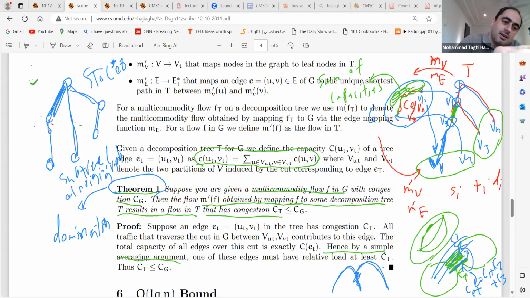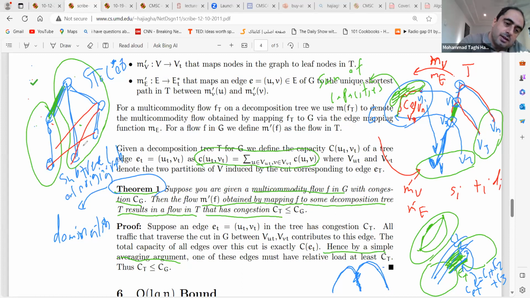What is the capacity of an edge here, even on these spanning trees? Whenever you want to see the capacity of an edge, you delete this edge, and you have this partition and this partition of the graph. Then you see the set of edges in between, say C1, C2, C3. Then the capacity of this edge would be C1 plus C2 plus C3.